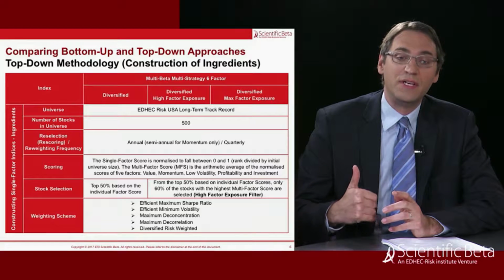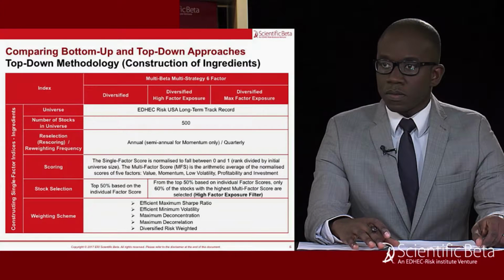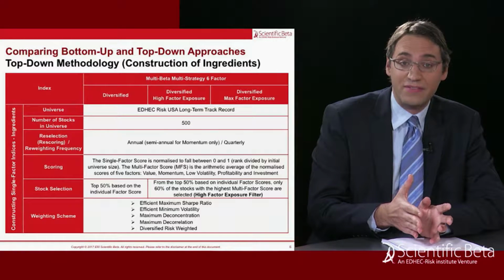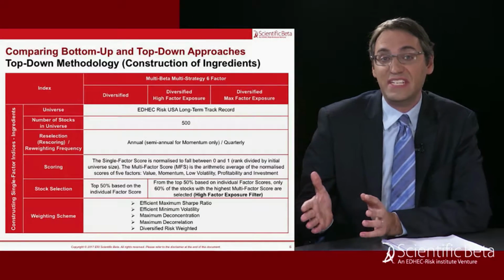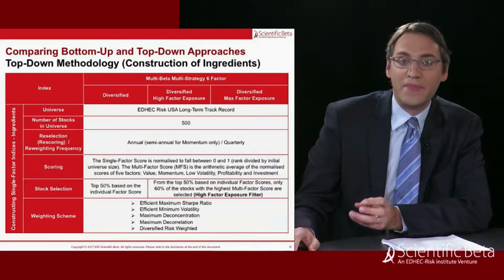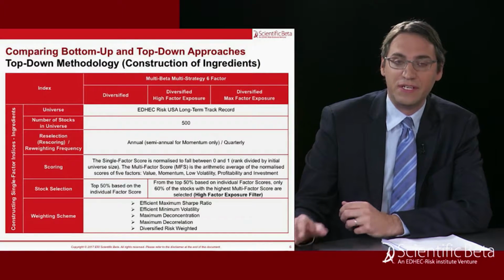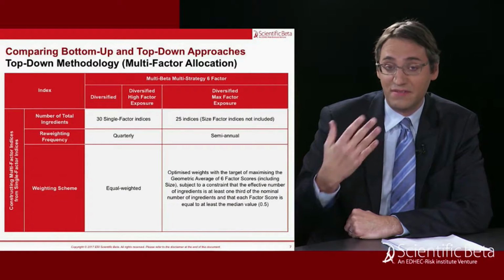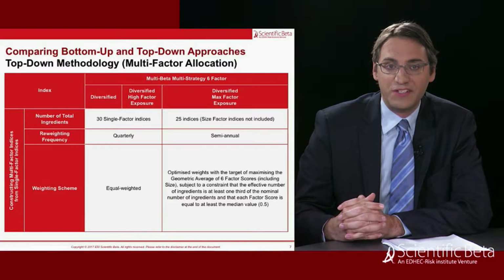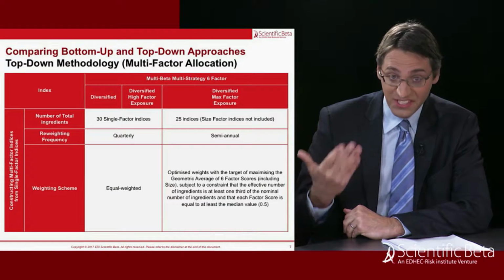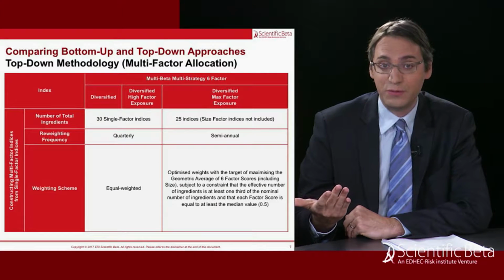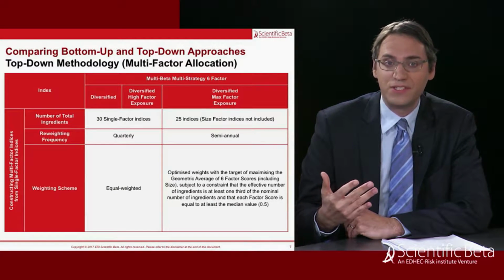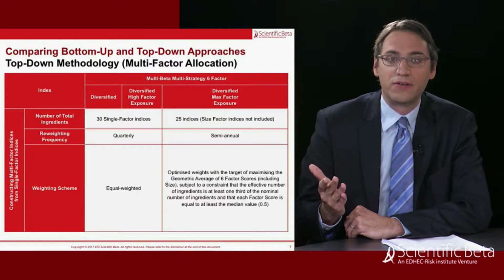They are based on Scientific Beta smart factor indices. Some of these approaches are based on the indices without the high factor exposure filter, and then we're looking at the indices with a high factor exposure filter. Overall, there are three different approaches that we look at. The first one is a simple diversified multi-beta multi-strategy index. We're looking at indices for 6 factors using the 5 different weighting schemes. So that's a total of 30 single factor, single weighting scheme indices, and we simply equal weight across these indices.